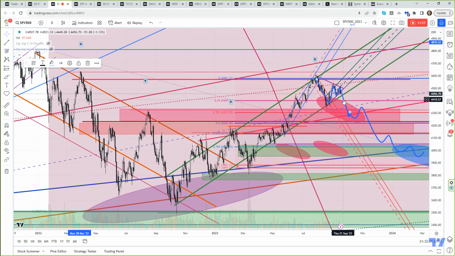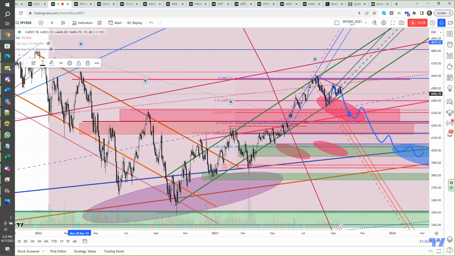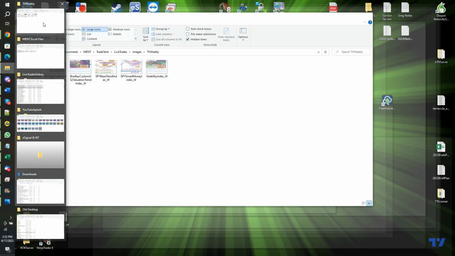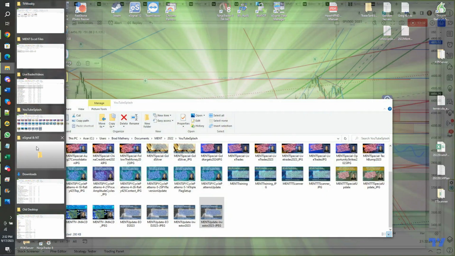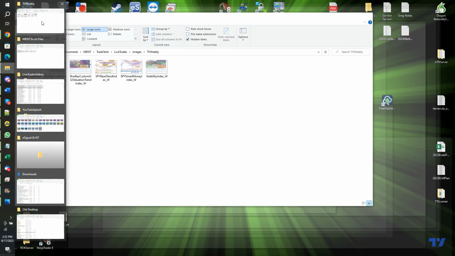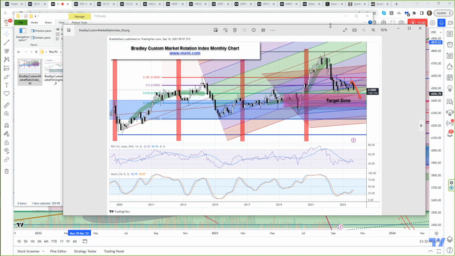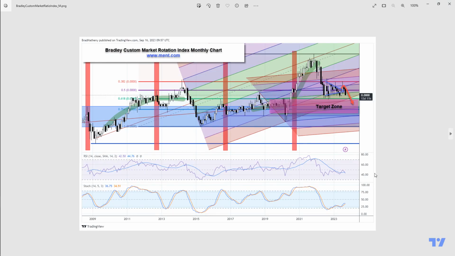Okay, in fact, let me show you here. Where am I? There we go. So these are some charts that my members get. And what I want to show you here is this is TradingView. I use TradingView a lot. It's very, very handy. Love the drawing tools. I mean, absolutely beautiful drawing tools. But this is one of the charts that shows custom market rotation to the downside.